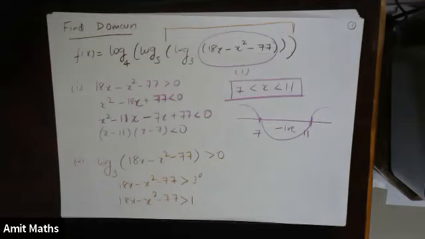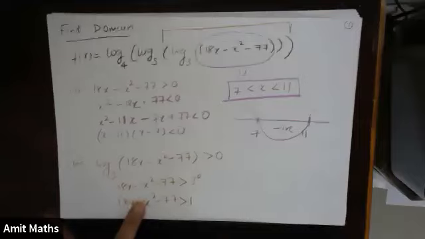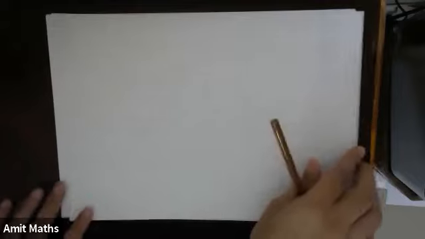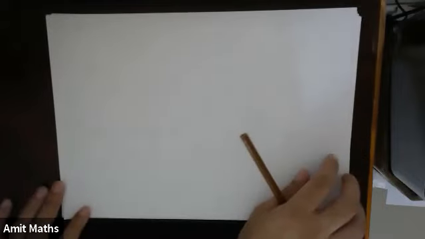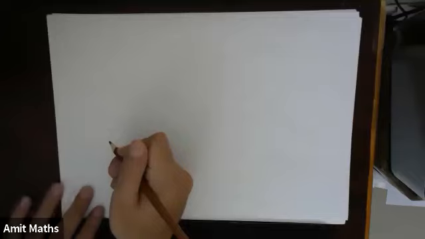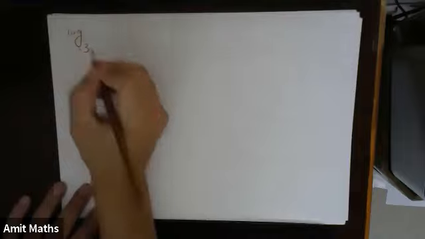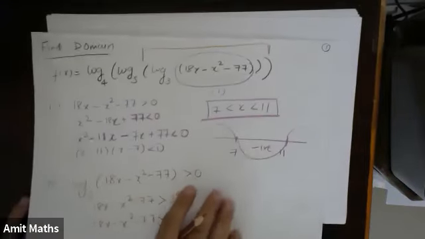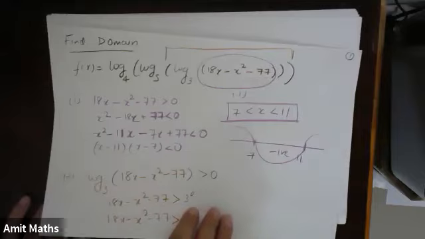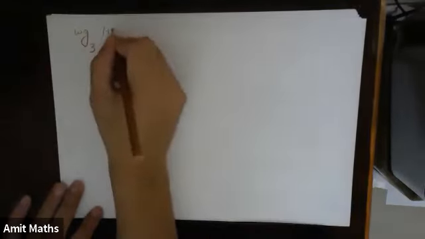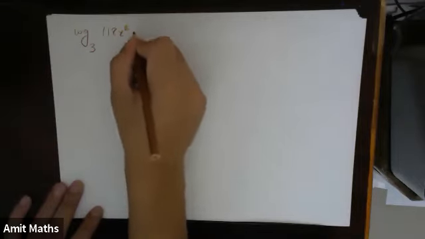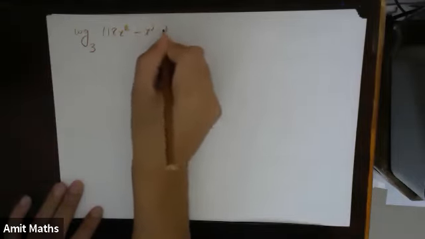Fine. Now, did everybody understand this? Fine. So I'll solve this one also. This is log base 3 of 18x minus x square minus 77.